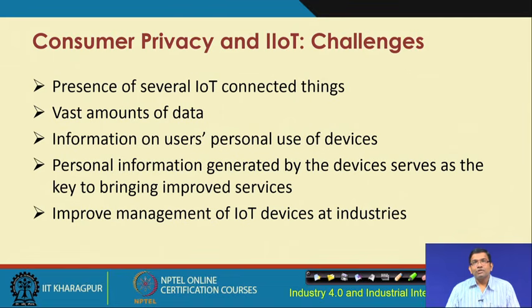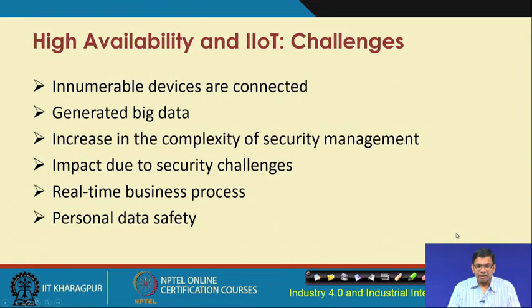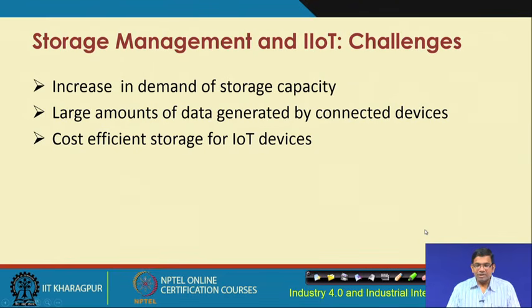So, privacy of the data, privacy protection in the context of IIoT and its interconnectivity with DCN is an important challenge. High availability of the data with IIoT will make the connectivity of IIoT with the DCN very important. Taking care of different requirements such as connectivity of innumerable numbers of interconnected devices, increase in the complexity of security management, impacts due to security challenges, real time business processes, personal data safety, etc., are different challenges with respect to high availability and IIoT in the context of DCN.